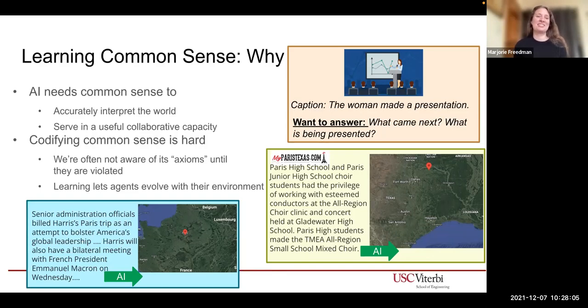As you saw in Pedro's slides, these resources that have tried to codify it are very big. And this element of local commonsense means that it does change, that commonsense is impacted by your very specific experiences and what you expect people who have experiences like you to know. And so learning lets agents evolve with their environment. And these are just examples where AI does something like placing Paris on a map where some amount of commonsense is expected. Next slide.